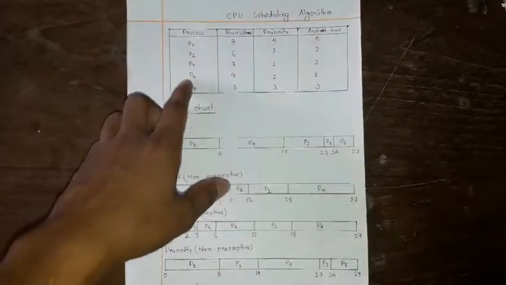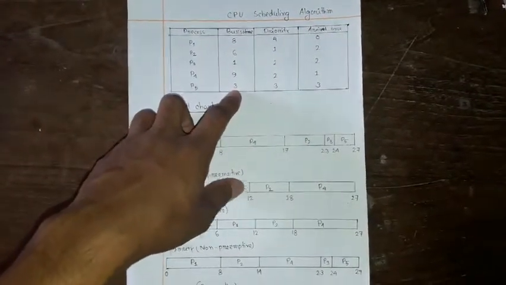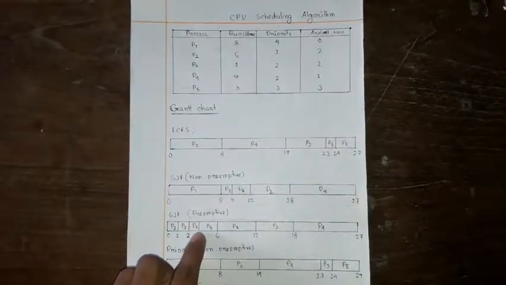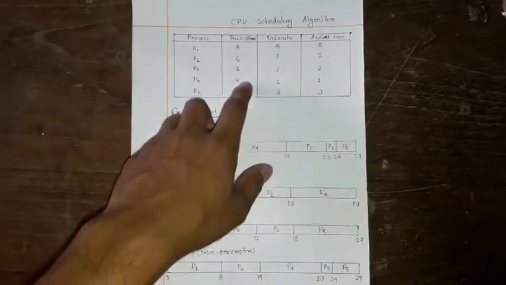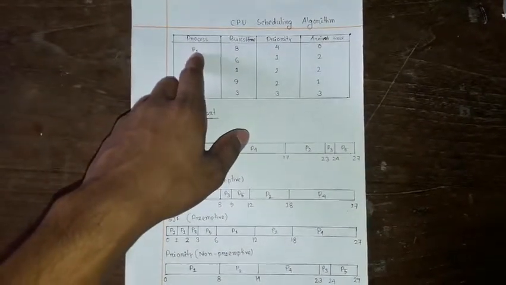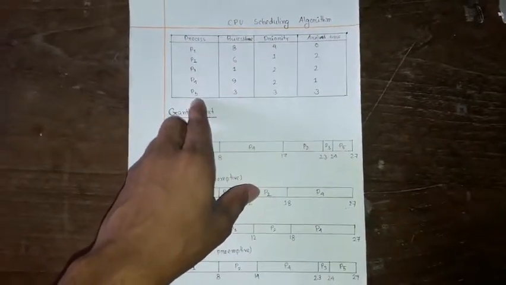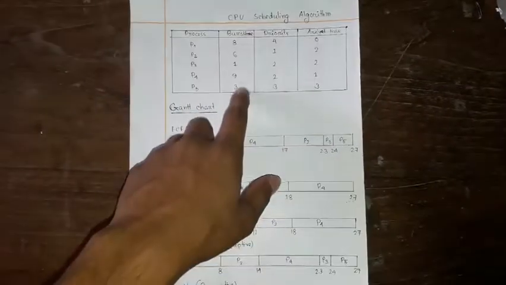Sorry, I made a mistake. Process P5 should be assigned first because its burst time is 3. So after process P3 has completed, process P5 will be served. I made a mistake because process P1 has burst time 6 and process P5 has burst time 3. So first after P3, P5 will be served. P5 will be served 3 to 6, burst time is 3.